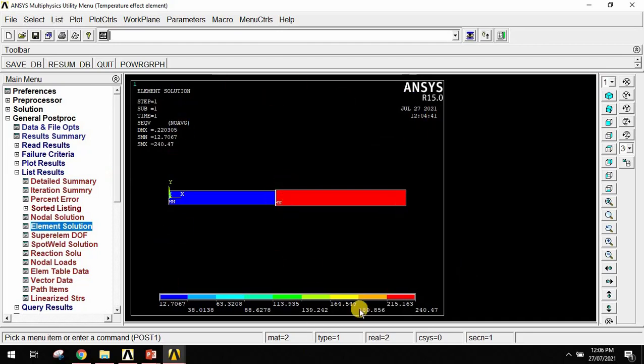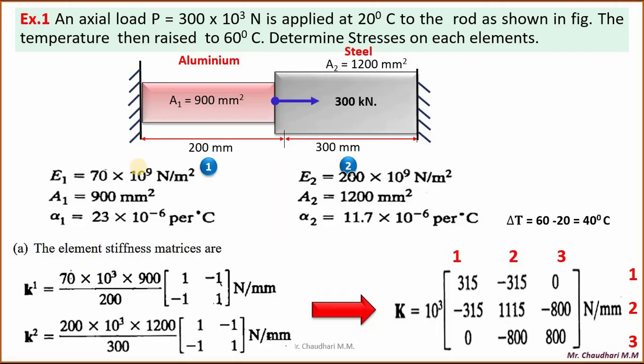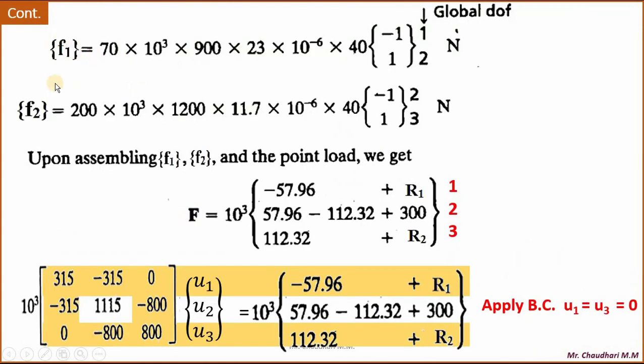Okay, so I have to check this value, or compare this value with the theoretical calculation. So see here, this is the theoretical calculation. In that, I first have to calculate the stiffness matrix for each element, K1 and K2. Then this stiffness matrix is assembled, and it becomes the global stiffness matrix. After that, I have to calculate the load vectors on each element, F1 and F2. After that, assembling the load vectors F1 and F2, we have to convert them into the global load vector.